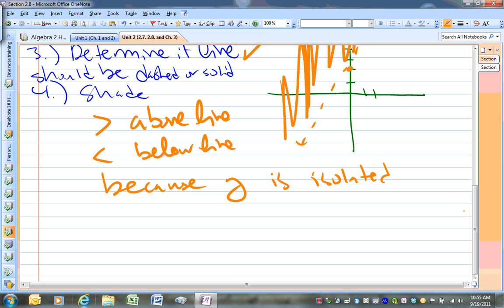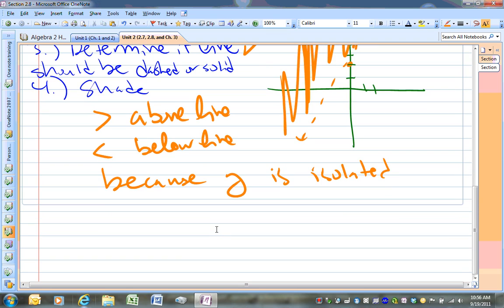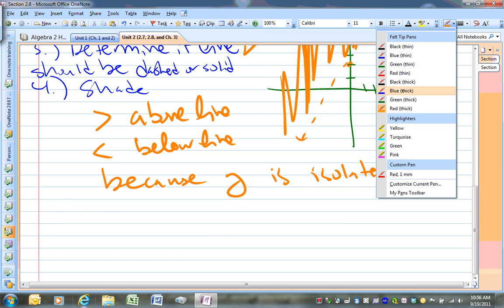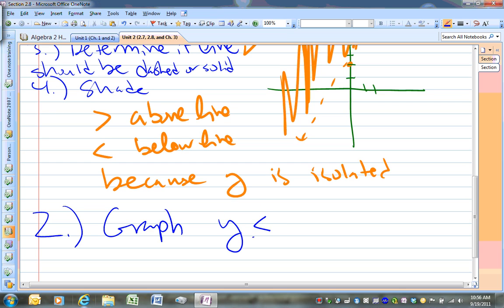Let's try one more. And then I think you guys should be able to do some practice problems on your own. So for example 2, let's graph y is less than or equal to negative 2 absolute value of x minus 3, plus 4.